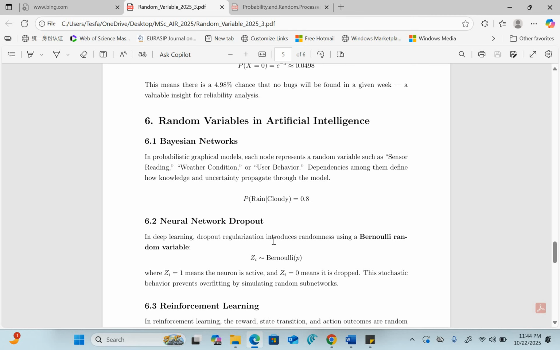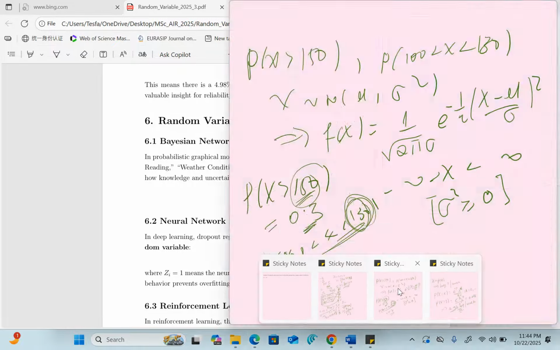Another thing is random variables in AI, in artificial intelligence. The most important is the Bayesian network. In probabilistic graphical models, probability theory and the graph mathematical model are integrated to address another phenomenon, which is the relationship between nodes. Each node represents a random variable such as sensor reading, weather condition, or user behavior, and the dependencies among them define how knowledge and uncertainty propagate through the model.